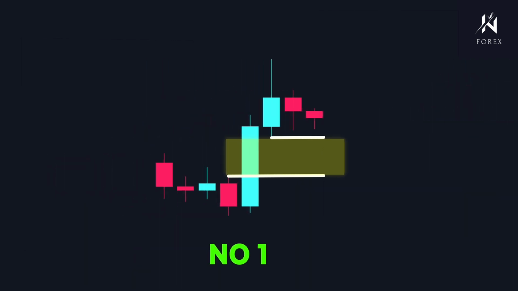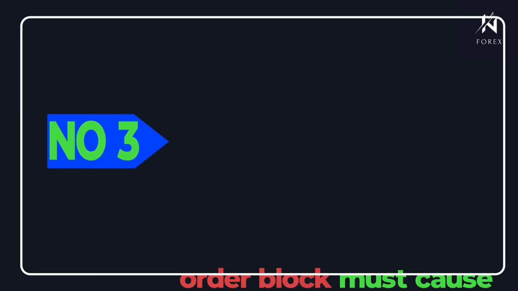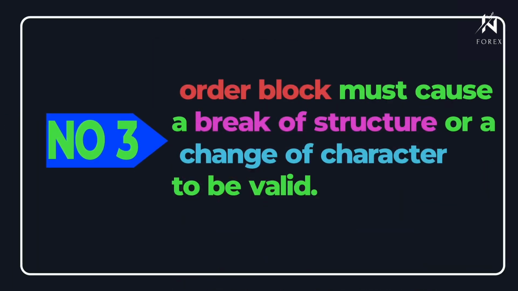The first one is a valid order block because it has a gap. To mark this order block, find the first candle before the gap. Then, draw a rectangle around the candle, covering from the top of its wick to the bottom of its wick. Number 3 is the most important. An order block must cause a break of structure or a change of character to be valid.